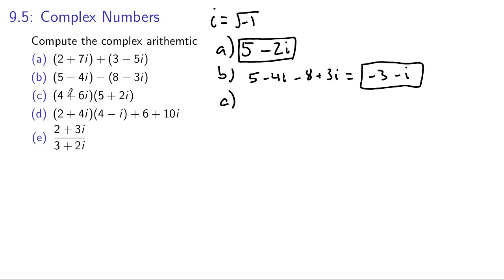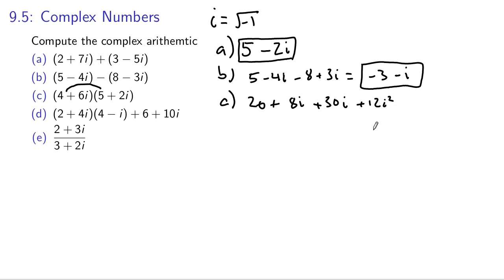C, now we have a multiplication. We have to do our distribution. So multiply 4 by 5, we get 20. Then the outer, 4 by 2i, and we get 8i. The inner is 6i times 5, which is 30i. And the last, we get 6i times 2i, which is 12i squared.